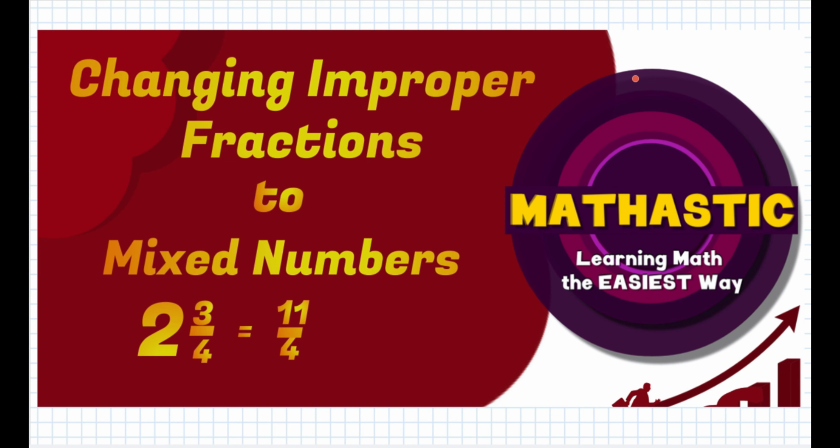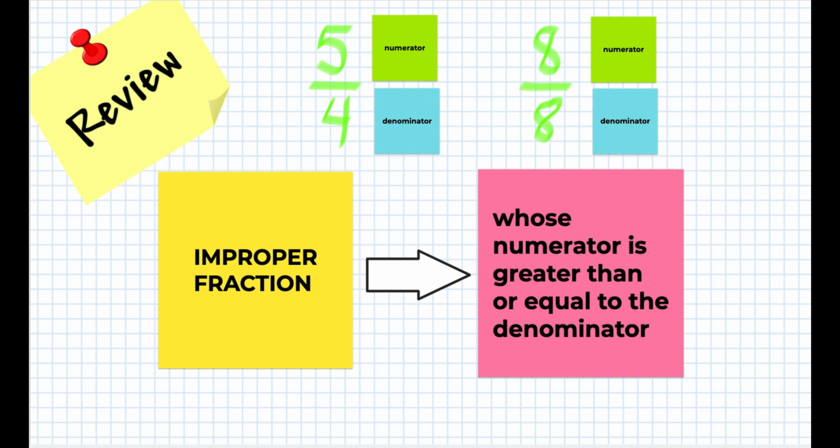Good day everyone, this is Teacher Brian and today we will be discussing all about changing improper fractions to mixed numbers. But before that, let's review what we mean by improper fraction. An improper fraction is a fraction whose numerator is greater than or equal to the denominator.